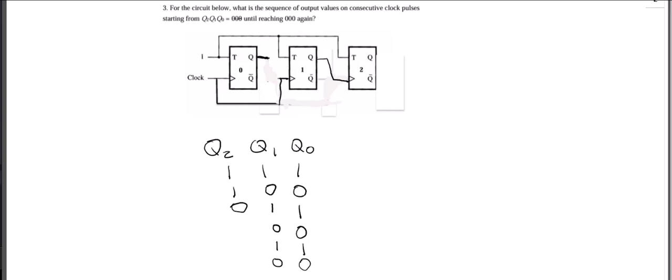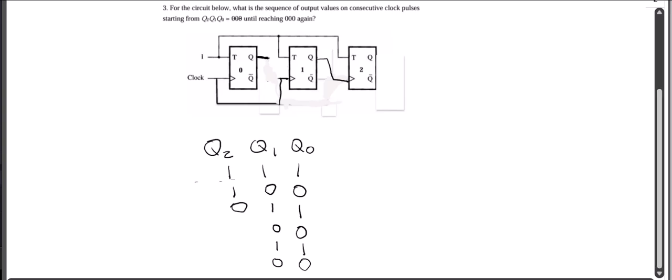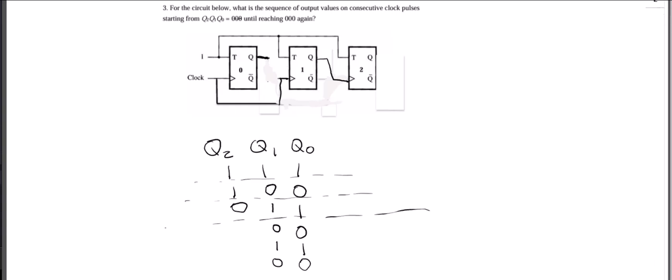Aren't you done over there now? Why am I done? Until reaching 0, 0, 0 again. Well, I made a different problem, and I haven't reached 0, 0, 0 again. I'm so blind, sorry. Yeah, and I haven't reached 0, 0, 0 again.